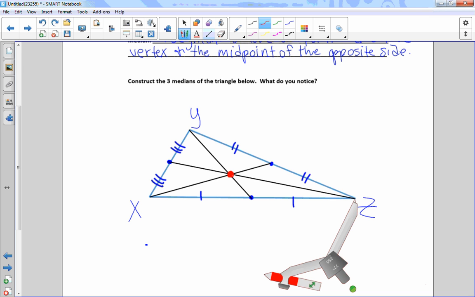So the first one, when we connected all three perpendicular bisectors, that was called a circumcenter. Then when we connected all of the angle bisectors, we got an incenter. And this one is called the centroid. This point is actually pretty cool. This is called the centroid of a triangle.